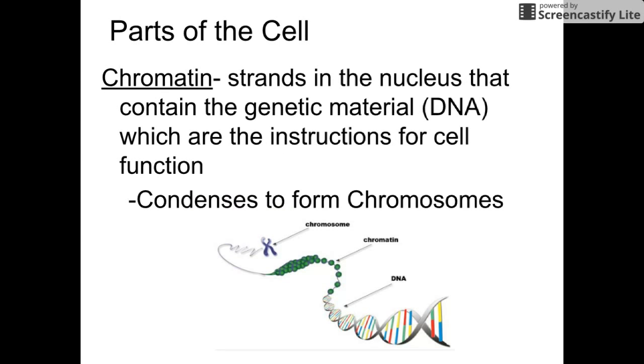Now, the chromosomes are made up of something called chromatin. This is strands in the nucleus. They have the genetic material called DNA. We'll talk about what that means very soon. And the DNA is basically the instructions for the cell's function. This is where the directions are for what needs to happen in the cell. Is it a muscle cell? It's got its own set of directions. The neurons are going to have a different type of direction that they're going to need to follow.